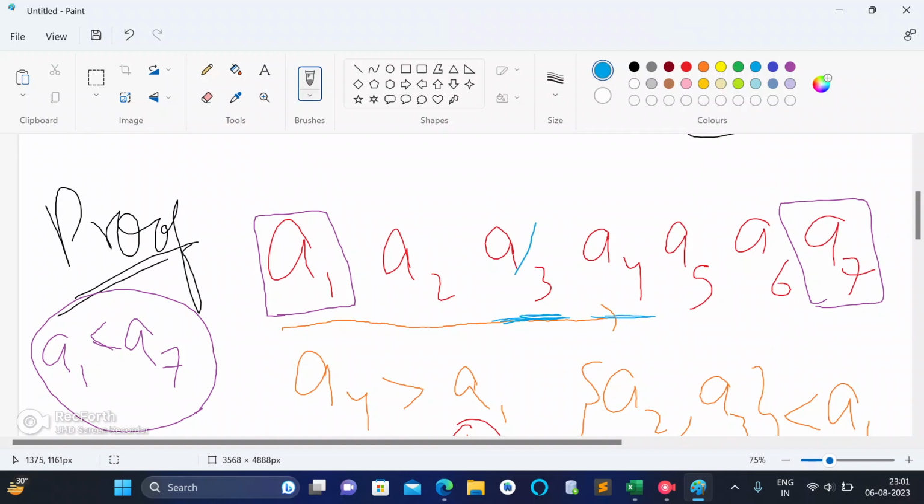If my A4 is greater than A2 and A3, then what I can say is my A4 is greater than A3. It means I can remove A3. So now my array becomes A1, A2, A4, A5, A6, A7. I know my A2 is also lesser than A4. It means I can remove A2.